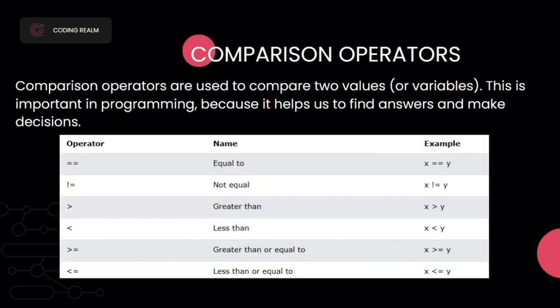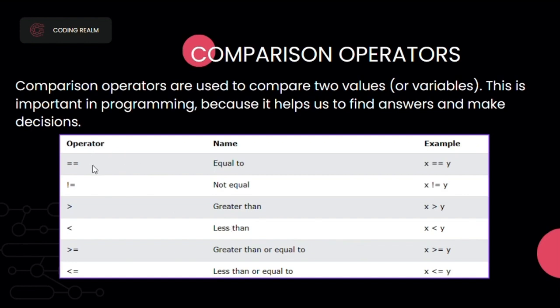Now the comparison operators. The comparison operators are used to compare two values or variables. This is important in programming because it helps us find answers and make decisions. When I need to use the if statement or for loop, I need to use a condition. This condition contains these operators.